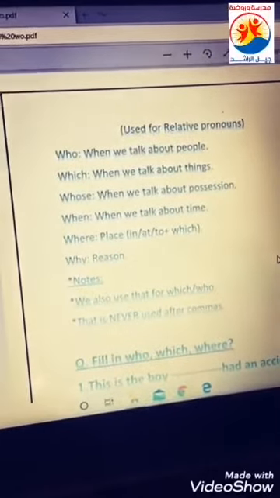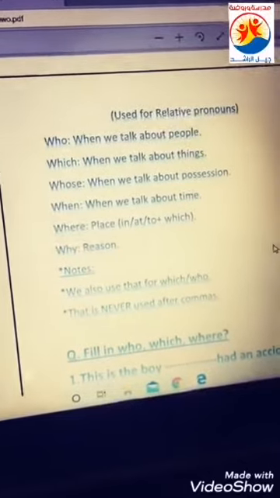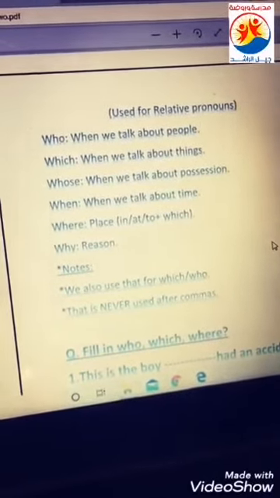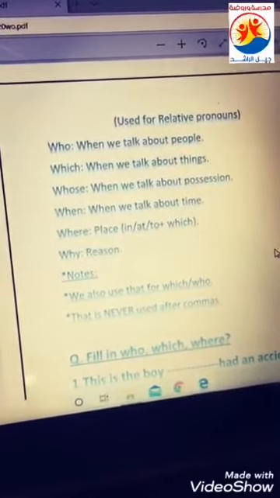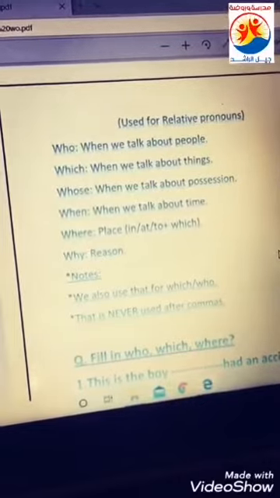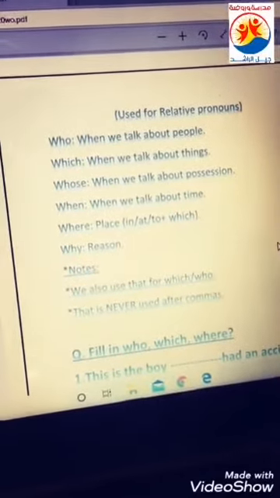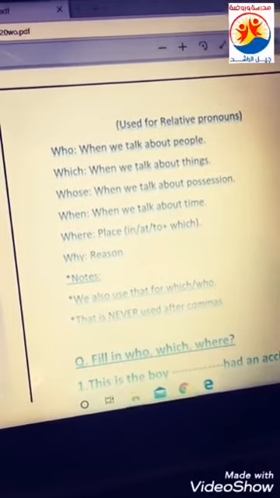And what about why? We use it to explain the reason. Also, we use that for which or who. That is never used after commas. When we want to use that, we cannot use it after commas.